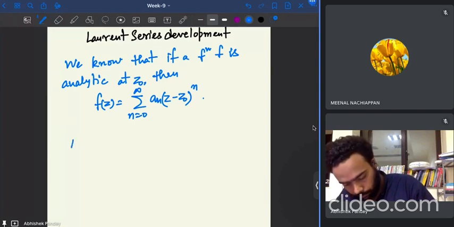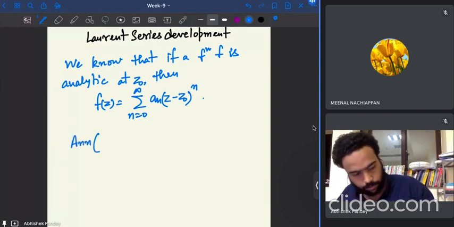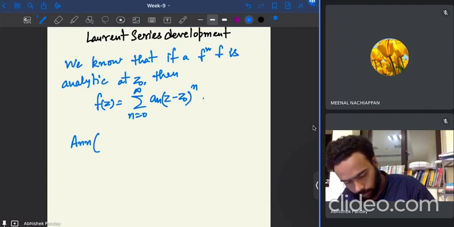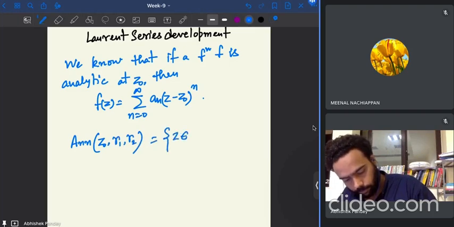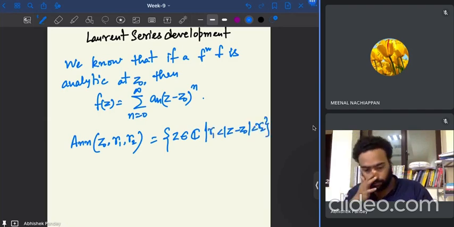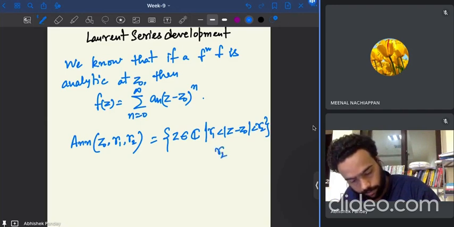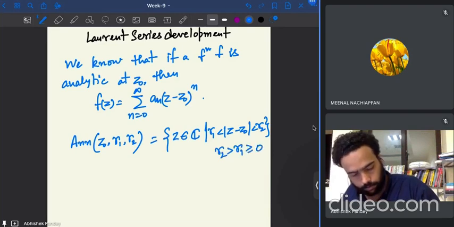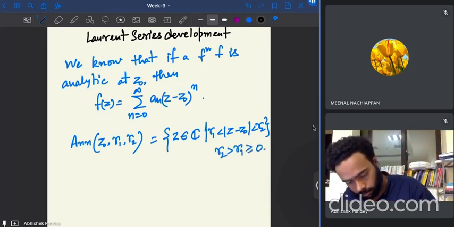So I will denote an annulus by A(z naught; r1, r2), the set of z belonging to C such that mod of z minus z naught is greater than r1 and less than r2, where r2 is greater than r1 and r1 is greater than or equal to 0. Okay, let us recall this theorem.